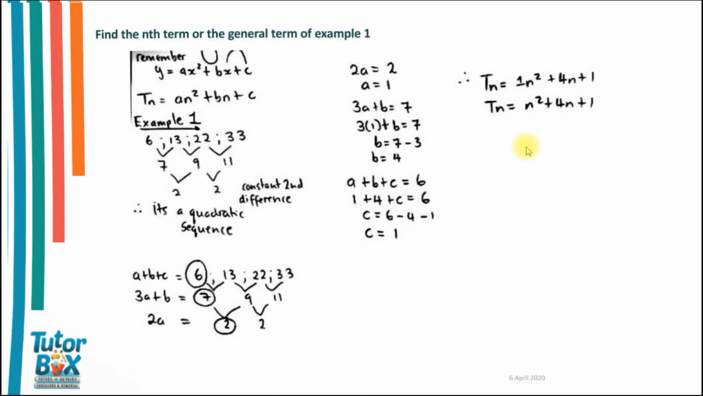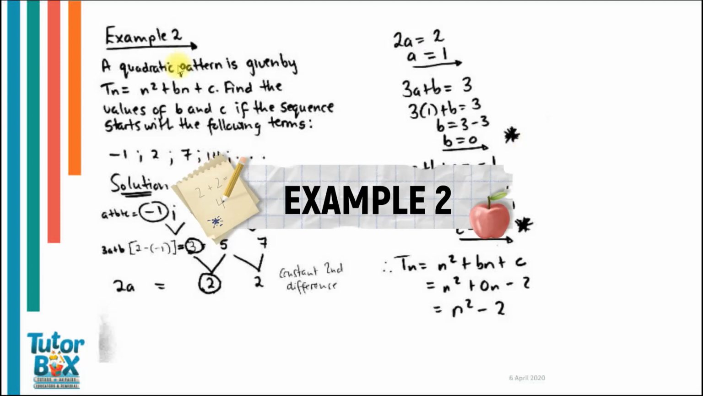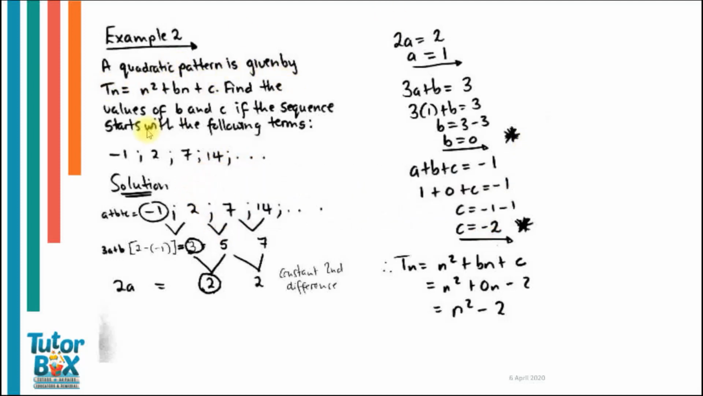And then example 2, it says a quadratic pattern is given by Tn is equal to n² + bn + c. That's the general term. Find the values of b and c if the sequence starts with the following terms. So they now want us to calculate what b is and what c is. You should already notice something here because they didn't ask what a is. So that means here we have a 1 times n squared, so a is 1. But let's just calculate it and see.